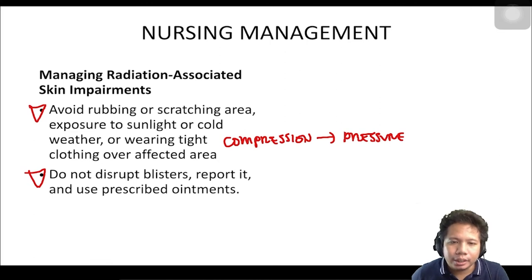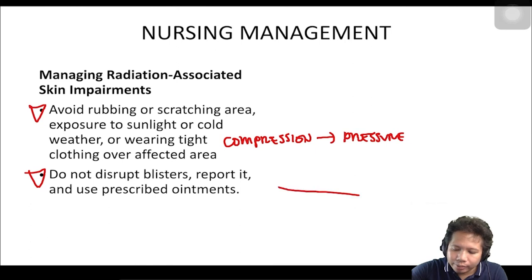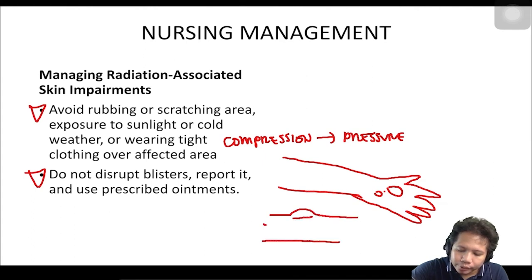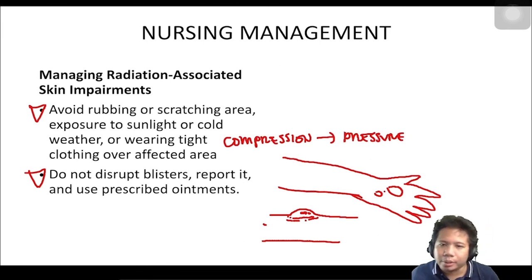Okay, next one. If ever your patient develops blisters, okay, so blisters are, diba? For example, here is the skin of the patient, hand. Okay, so this is the IV site, yung pinagtusukan nung chemotherapy or nung radiation therapy. If ever the patient would develop blisters, this is parang elevation or bevels in the skin, usually contained with water. It has shiny skin there. Do not disrupt it. You might be tempted to poke it and burst it, but do not.